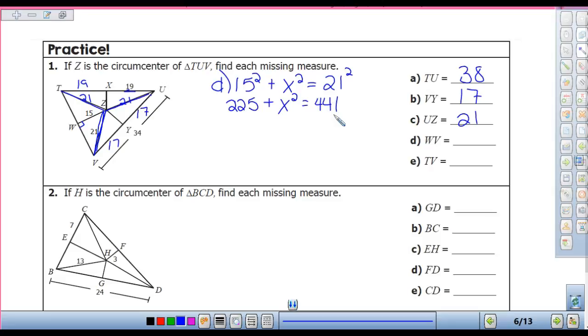Now what do I have to do? Subtract 225, so x squared is 216. Okay, square root of both sides. x is 14.7. So WV is 14.7. So what's TD then? Now we want the whole thing, so we've got to double it and get 29.4.